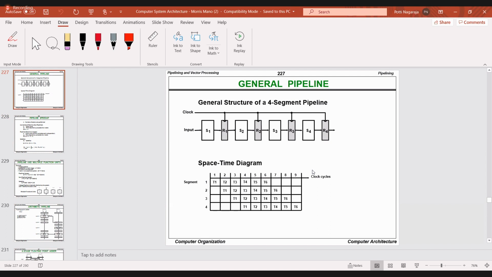So the number of segments is 4 here and the number of tasks is 6. The formula for this is 4 plus 6 minus 1, so 10 minus 1. So how many clock cycles? 9 clock cycles. Do you understand what I said?